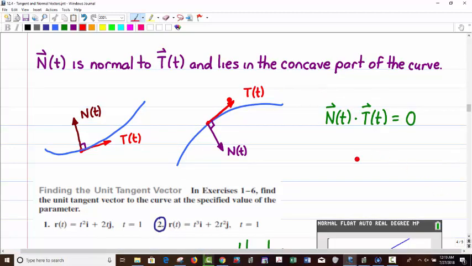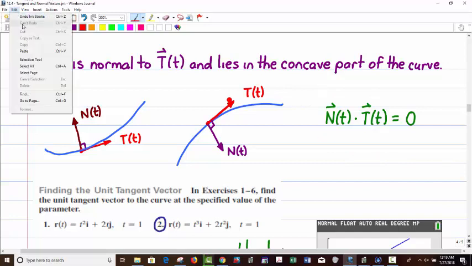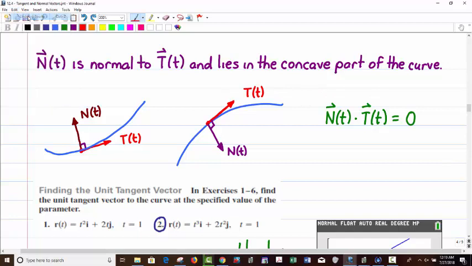Now here's one interesting idea, because they are normal to each other. If you were finished working a problem and you were trying to check to see how you did, well, obviously N of t dot T of t has to be equal to 0 to be normal to each other.